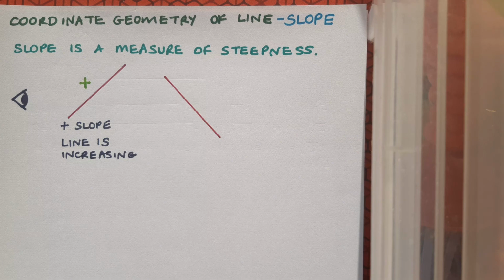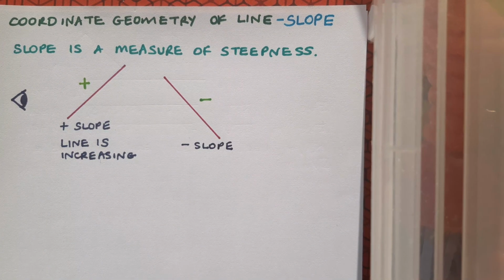This line is sloping down. What do you think I could say about its slope? Well, a line that slopes down has a negative slope. And if a line has a negative slope, we say the line is decreasing.